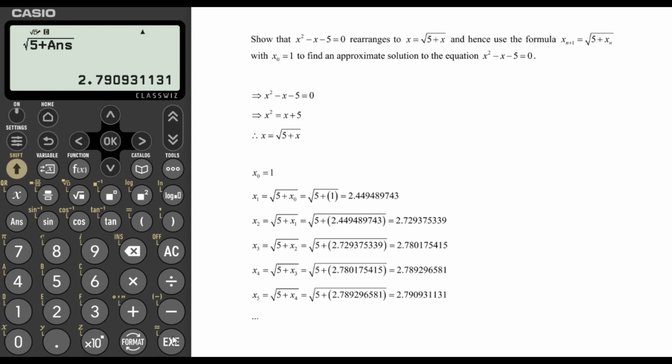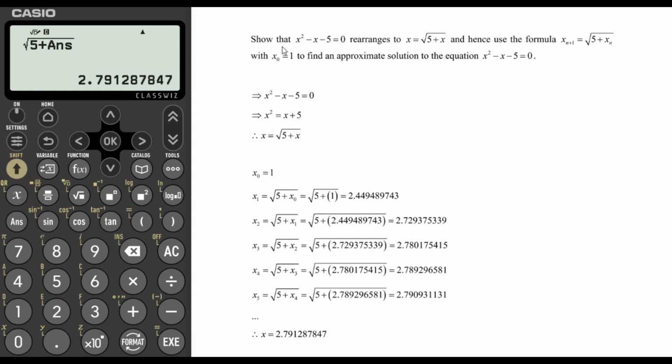If I continuously press execute, at one point the decimals stop changing. And what you can see is it stops changing when we have 2.7912887847. So this is our solution.